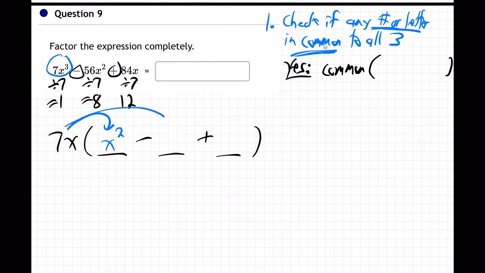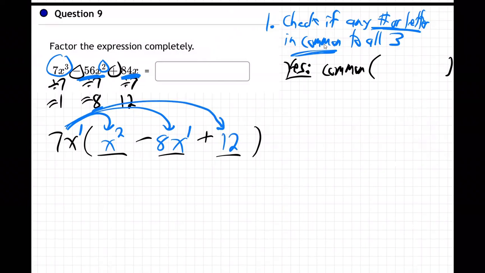Okay, and then 7x times what gets us back to minus 56x squared? Well, the 8, and then we need an x, because the invisible 1 power plus 1 power goes back to the 2 power. Remember, the powers add. And finally, 7x times what? This would be 12 to go back to 84x.